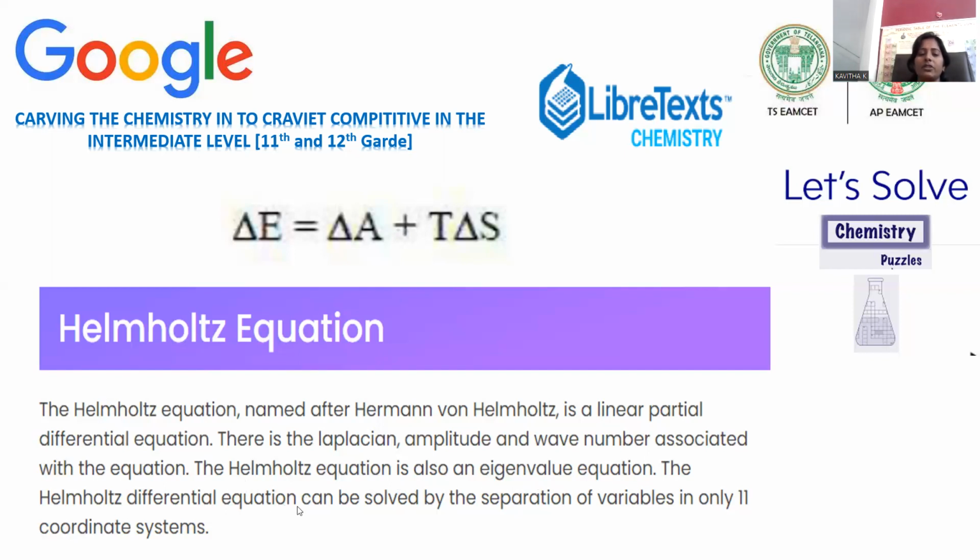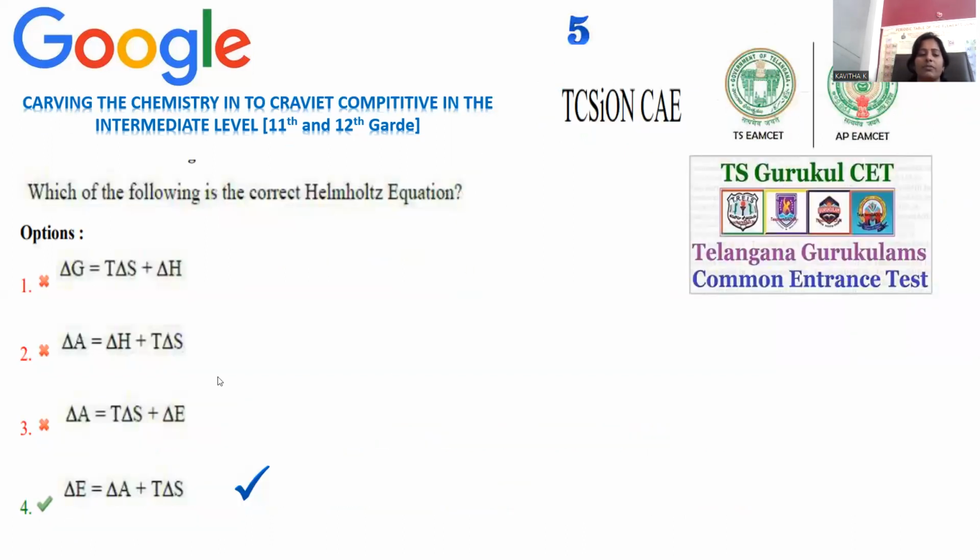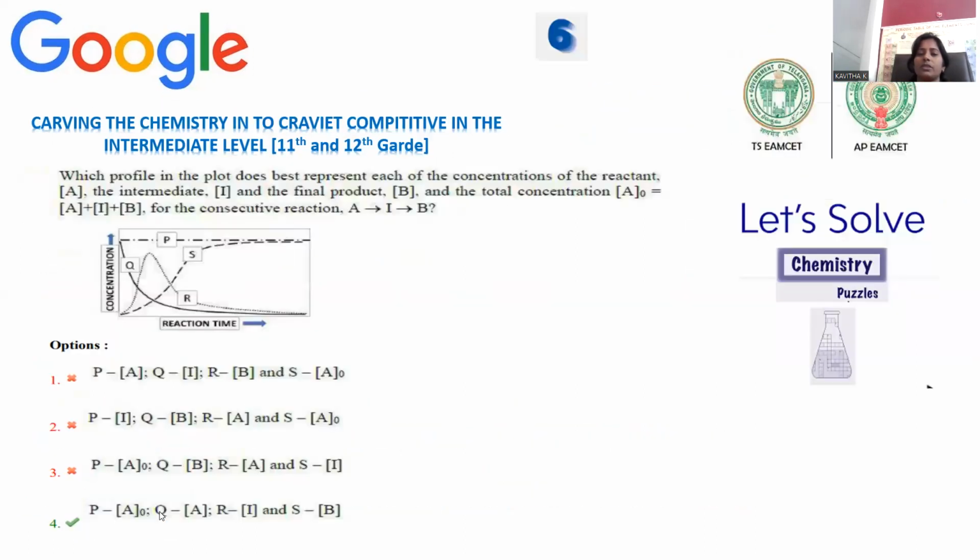The Helmholtz differential equation can be solved by the separation of variables in only 11 coordinate systems. So it is confined to 11 coordinate systems. In those, we can get the solution for the Helmholtz equation. Simply, it is represented with del E is equal to del A plus T del S. This is the way question number 5 will be answered. The fourth one is the correct answer. Move on to question number 6.